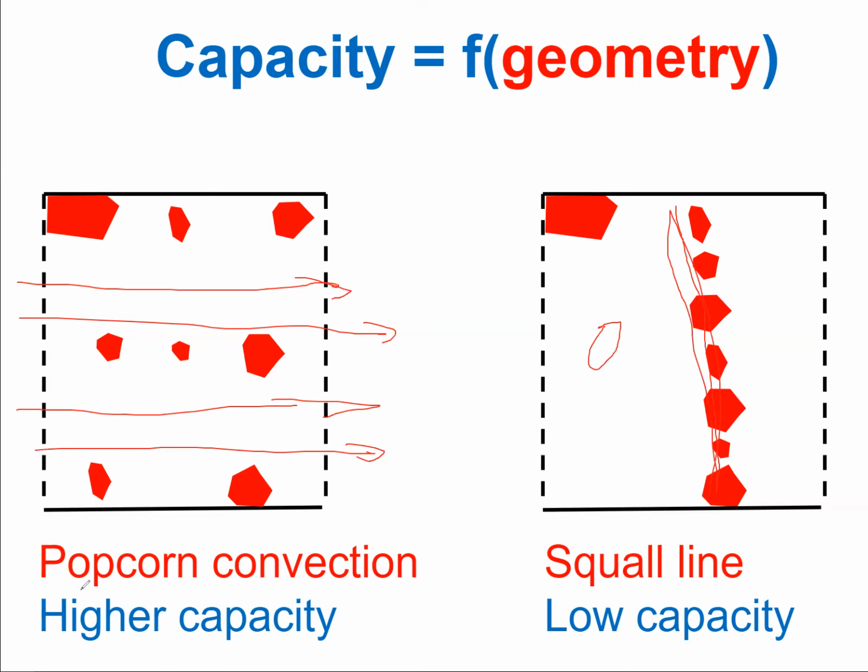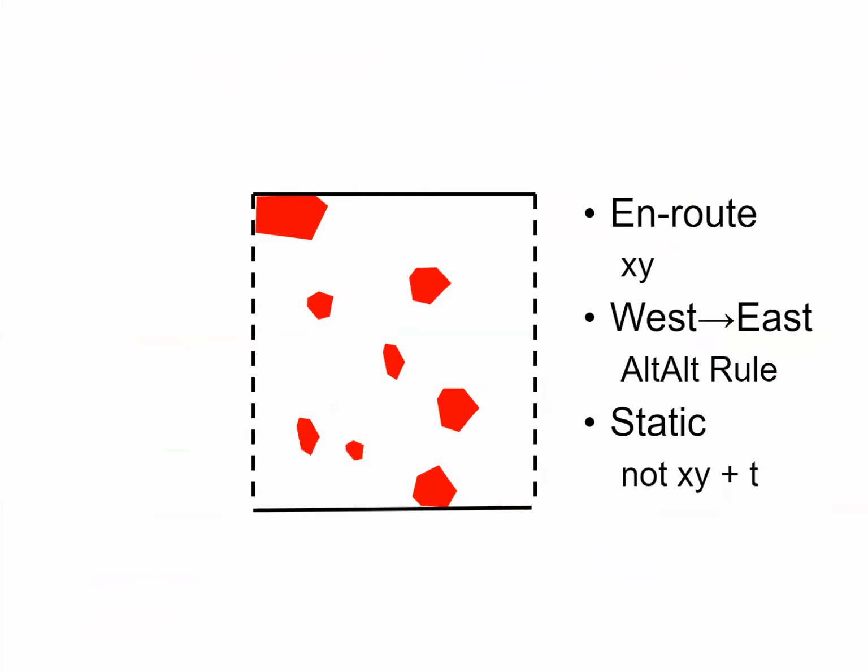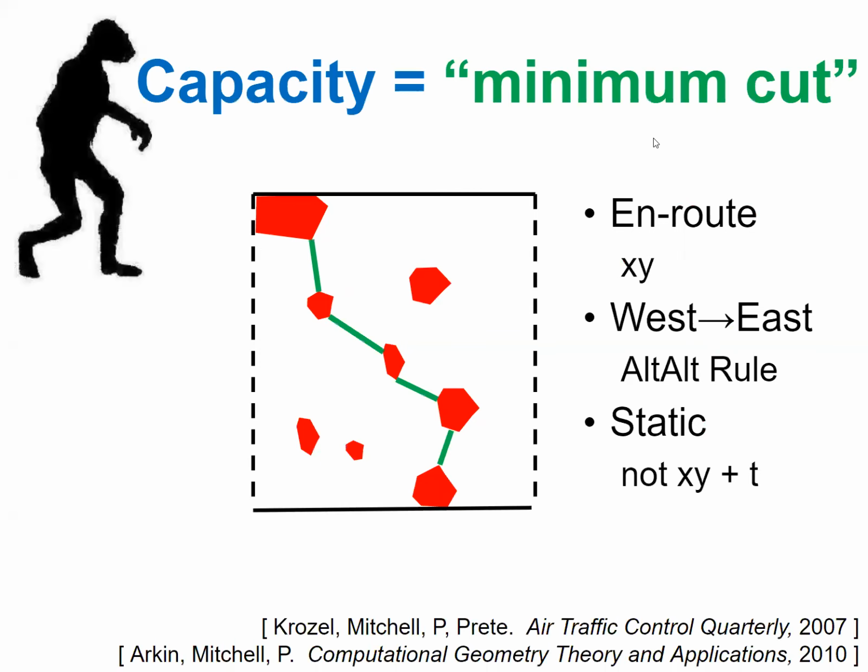So depending on how the weather systems are organized, like this popcorn convection versus a line, the same weather coverage, or even the same weather systems, could lead to completely different capacities. So how do we estimate the capacity of the airspace for an arbitrary set of weather obstacles inside the airspace? The ultimate answer was given by something called the minimum cut, or min cut, through the airspace.